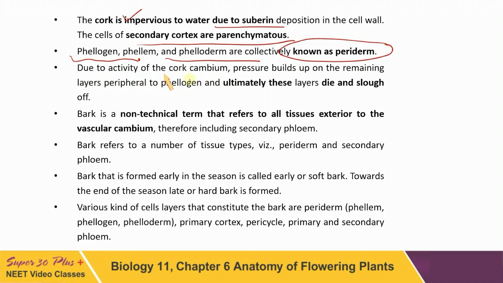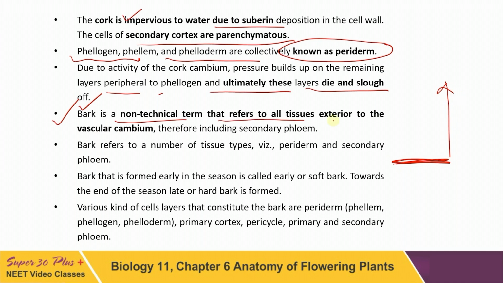Due to activity of cork cambium, what happens now? The pressure builds up and the remaining layers of the peripheral tissue ultimately die, and they will be given off. You see what we mean by bark, important. Bark is a non-technical term. You see, this is the vascular cambium, for example. All the tissue outside the vascular cambium is known as bark. It refers to all tissue exterior to vascular cambium.